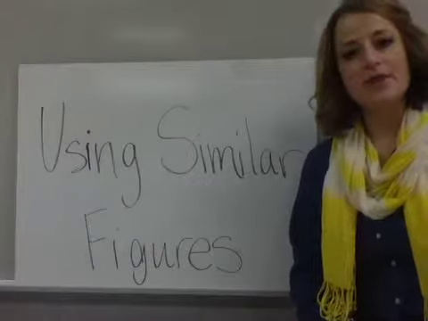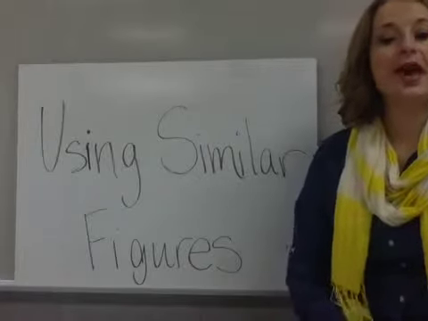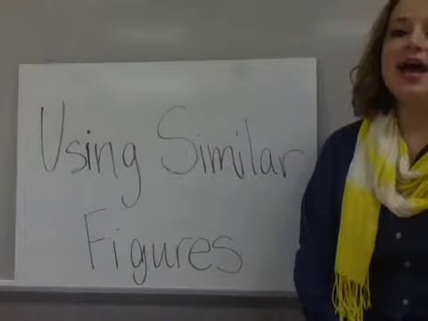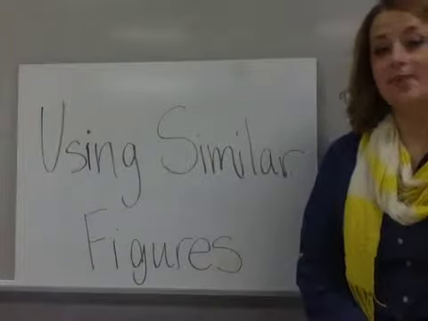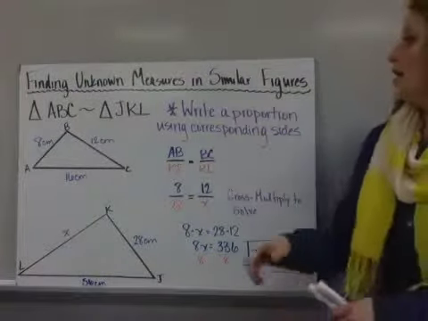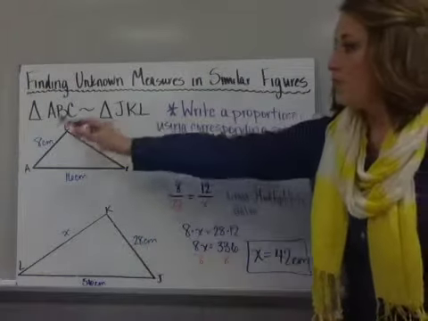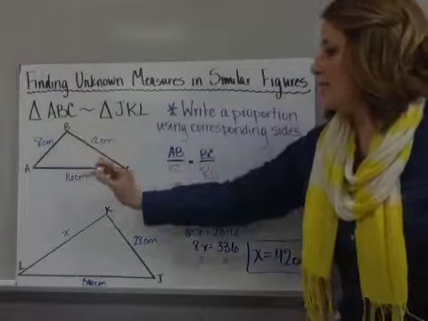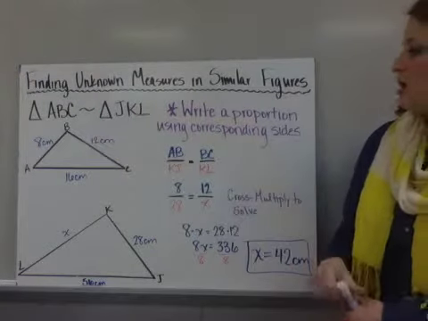In using similar figures, we take what we learned last lesson about similar figures, that they have equal angle measures and proportional side lengths, and we use that information to find missing measurements. So in finding unknown measures in similar figures, we are given that triangle ABC is similar to triangle JKL.